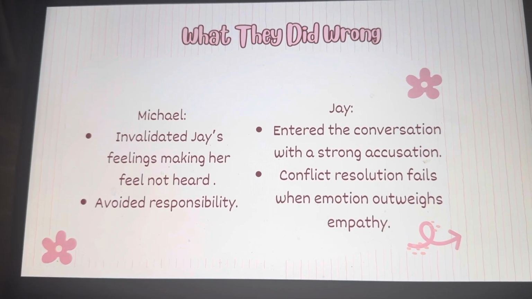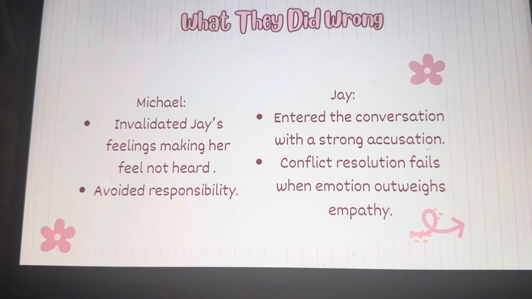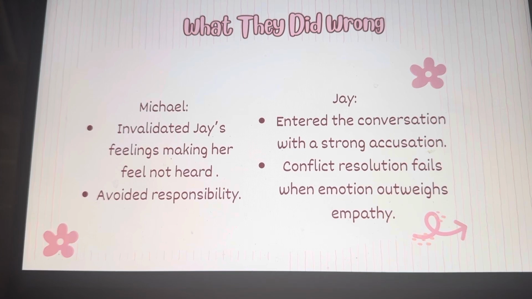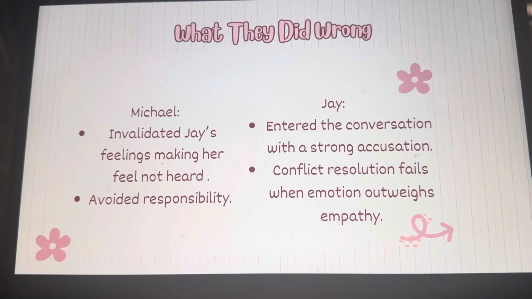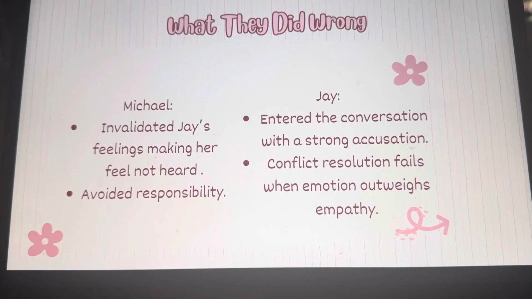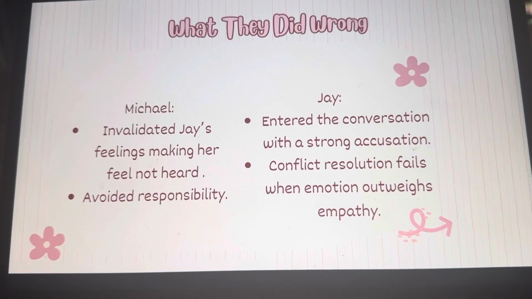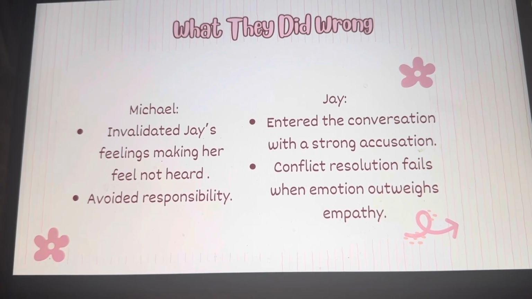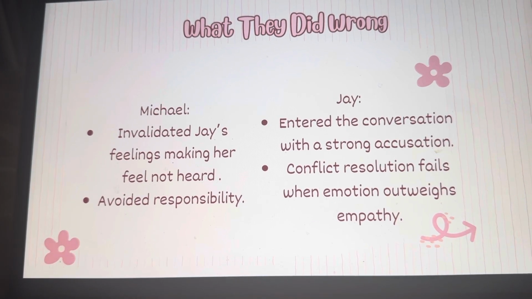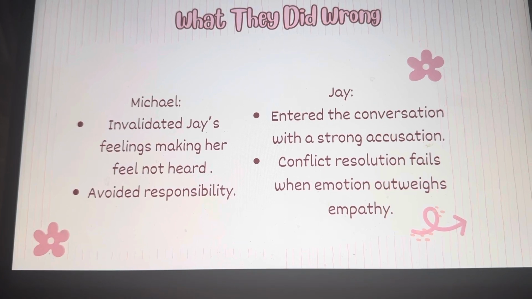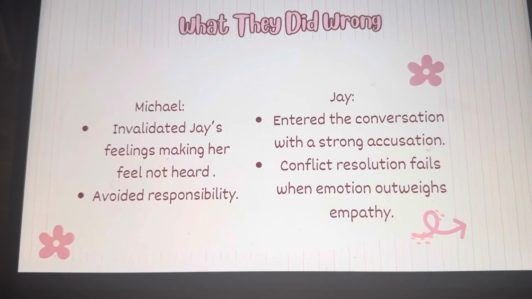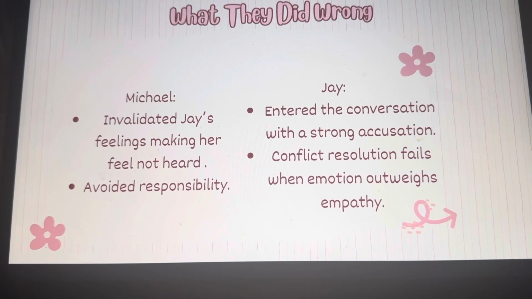This is what I believe they did wrong. Michael invalidated Jay's feelings a lot, making her feel not heard, and he avoided responsibility, while Jay entered the conversation with a strong accusation. Conflict resolution fails when emotion outweighs empathy, because when you let your emotions take control of a situation, you tend to only see your side. You don't see both ends. So yeah.